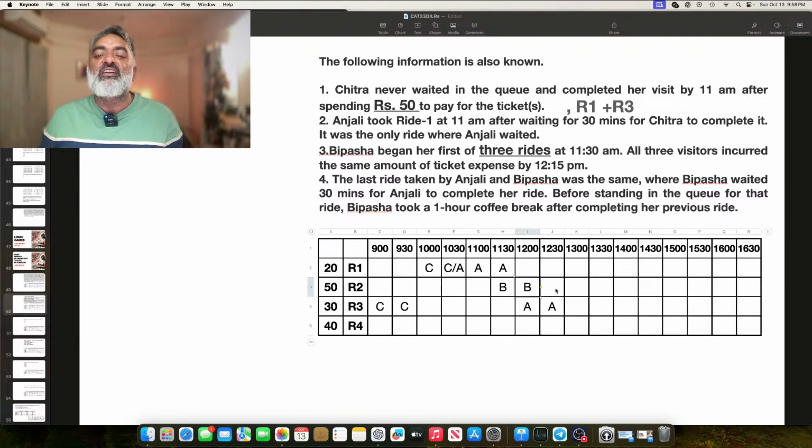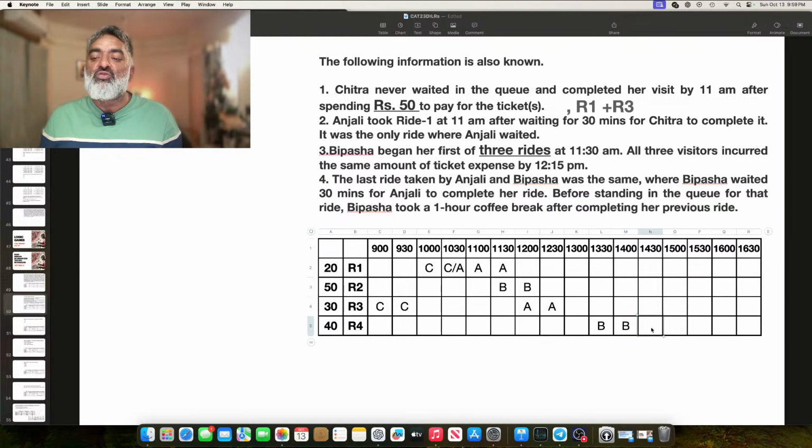That means if I'm talking about this last particular ride and matching with the A story, it has to happen somewhere in the ride 4 story, right? Okay, again, let me try stuff out. It said before standing in the queue, she took a 1 hour coffee break after completing her previous ride. Now, if I make a story and I say, okay, she will be free at 12:30, right? So from 12:30 till 1:30 she will take a coffee break. 1:30 is when she is available for the ride, and at 1:30 she is waiting.